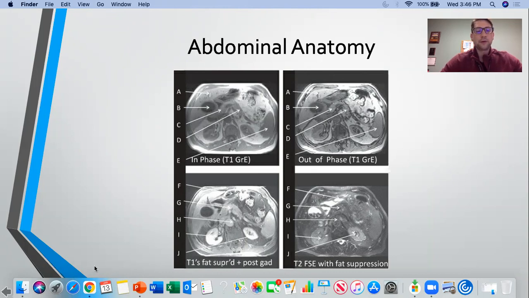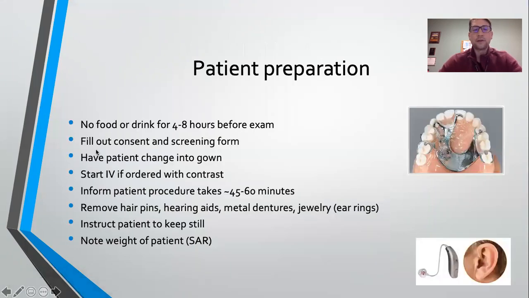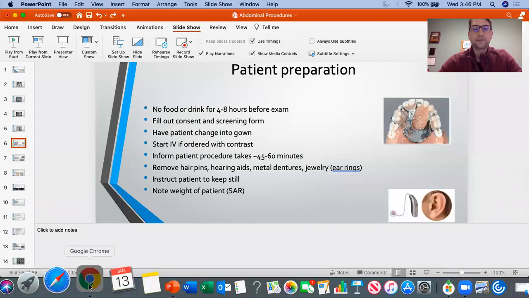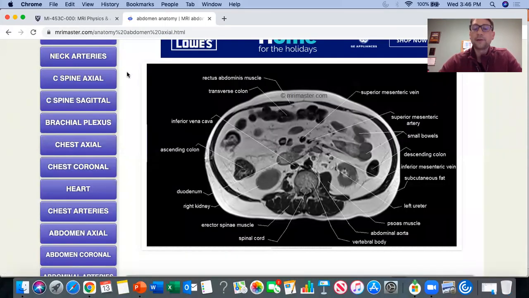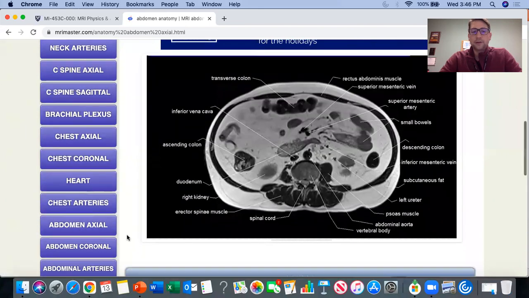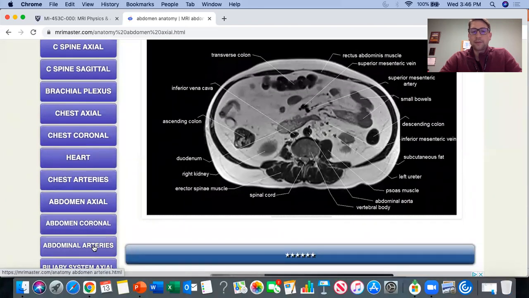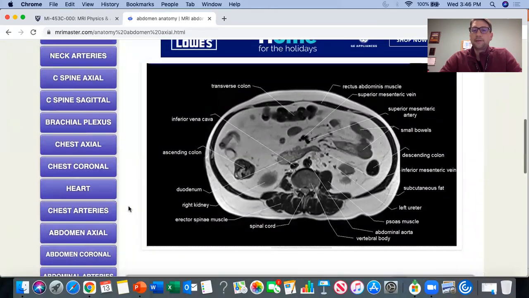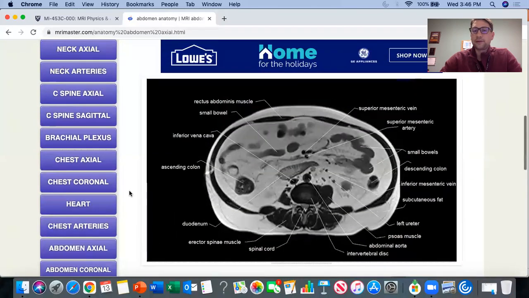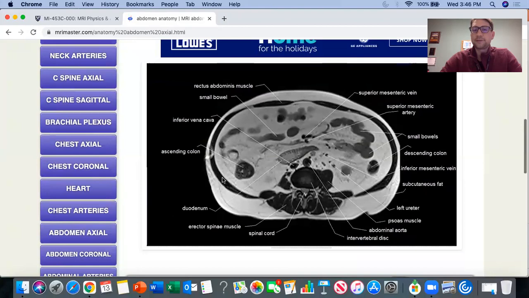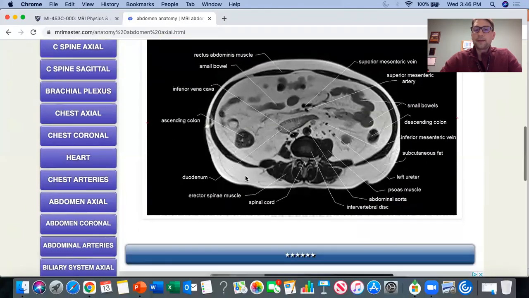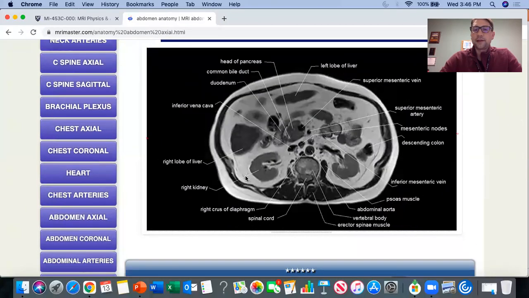So if you are still having trouble on anatomy, a really good site for this is called MRI Master. And you can do abdomen axial, you can do abdomen coronal, abdomen arteries. So this is a great website. You can just flip through your slices and just kind of see all the anatomy.